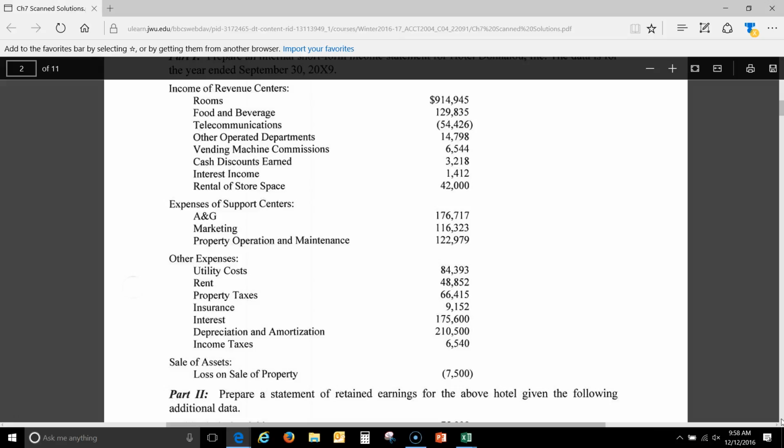Okay. All right, so then what's our next grouping called? Undistributed expenses. So what is going to be included in undistributed expenses? A and G.